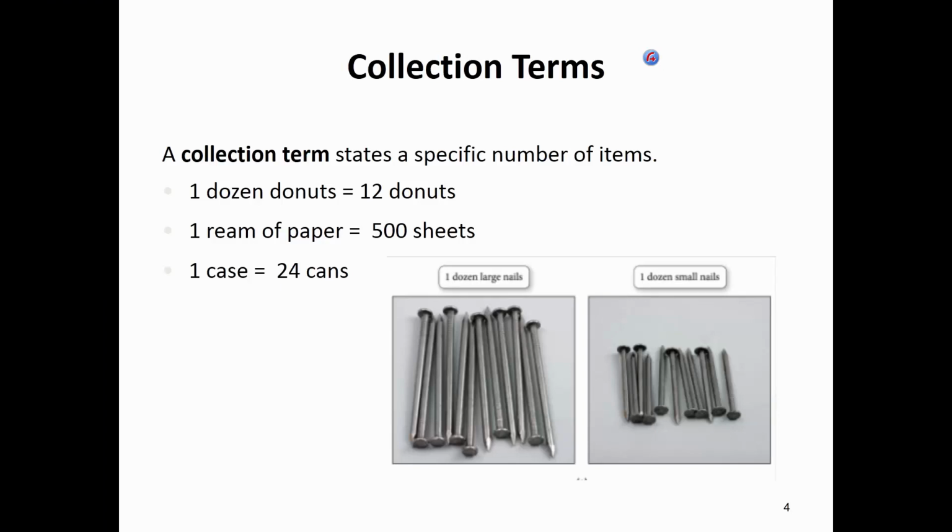Okay, so back to our PowerPoint. What we're illustrating with this idea is something called a collection term. So a collection term is a word that represents a specific number. So we know the word dozen means 12. Other examples, the word ream means 500 when you're talking about pieces of paper. The word case means 24. 24 cans. So we are familiar with this idea of using words to represent numbers.